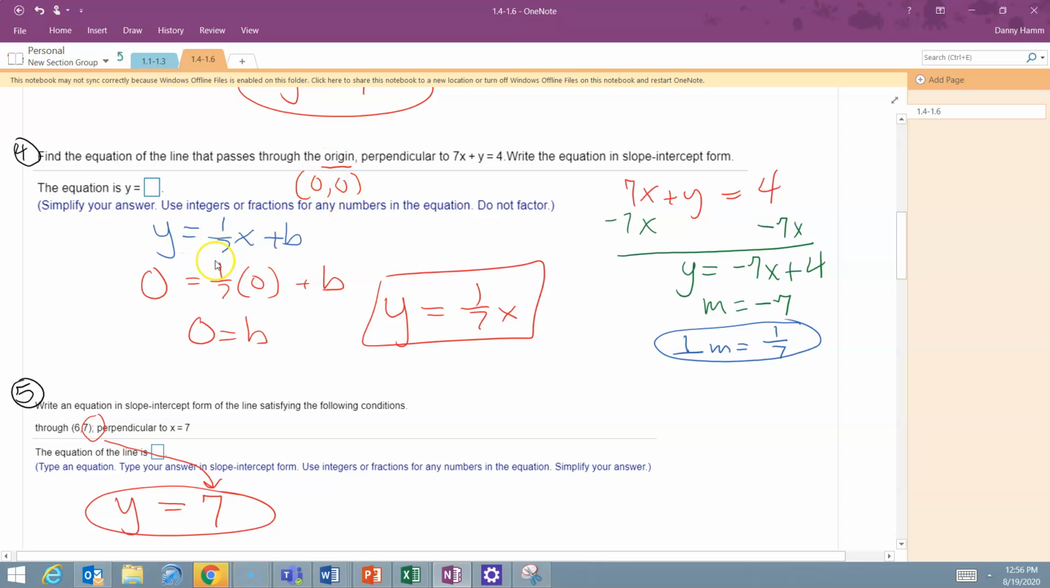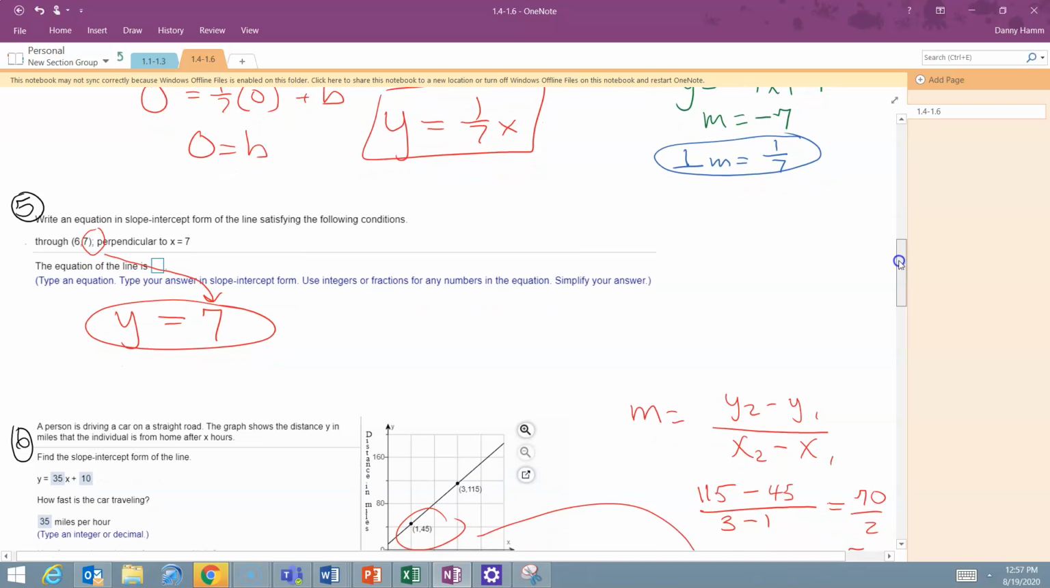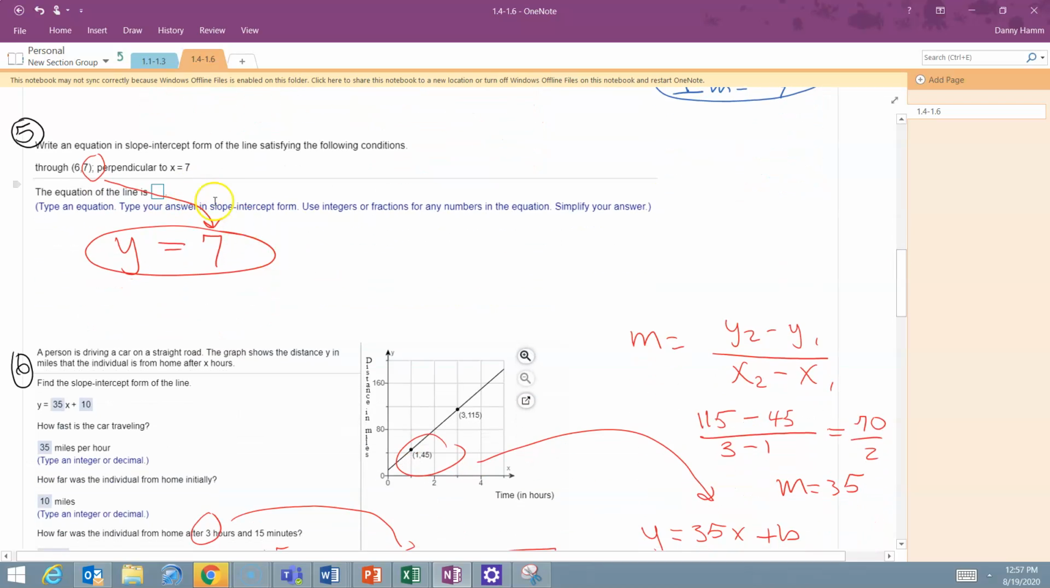We replace our y with 0. We replace our x with 0. We replace our m. Oops, that should be m. I got a little ahead of myself. And then we replace that with 1/7 plus b. Solve, and we get b equals 0. And therefore, we get y equals 1/7 x. Very similar to the problem before. This is undefined slope. We are looking for 0 slope, which is going to be y equals 7. This 7 right here has nothing to do with this 7. It just is a coinky-dink.